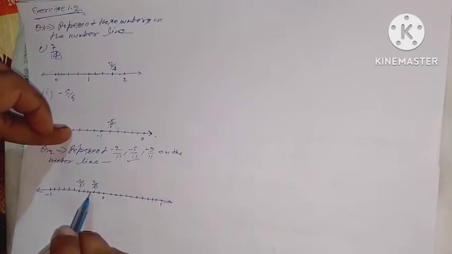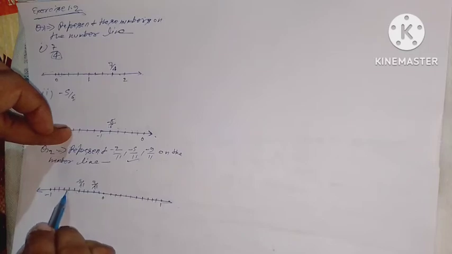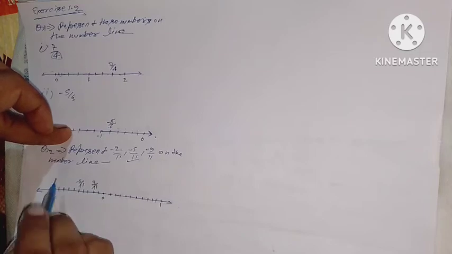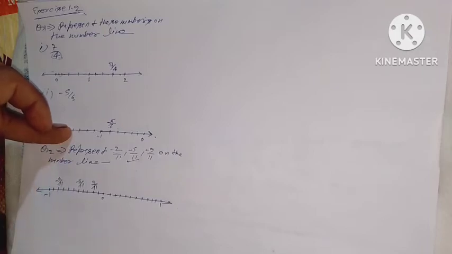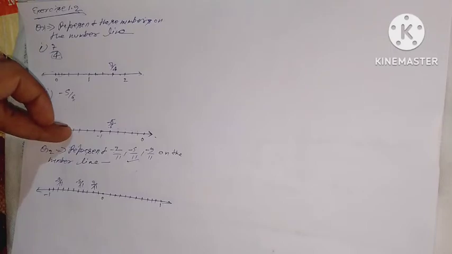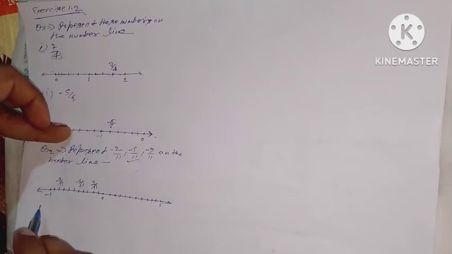Then 1 part, 2 part, 3 part, 4 part, 5 part, 6 part, 7 part, 8 part, 9 part. Then this number, minus 9 upon 11, is present here. Okay? And question number third.